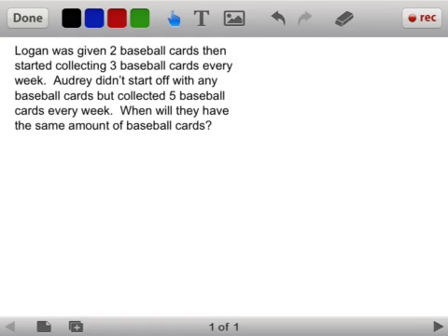So here's the problem. Logan was given... I've already read it. So the very first thing you have to do is create a table or create an equation for each situation. So the very first equation is for Logan. So we're going to say y equals 3x plus 2. And the reason why is because he started off with 2 baseball cards and he collects 3 every week.